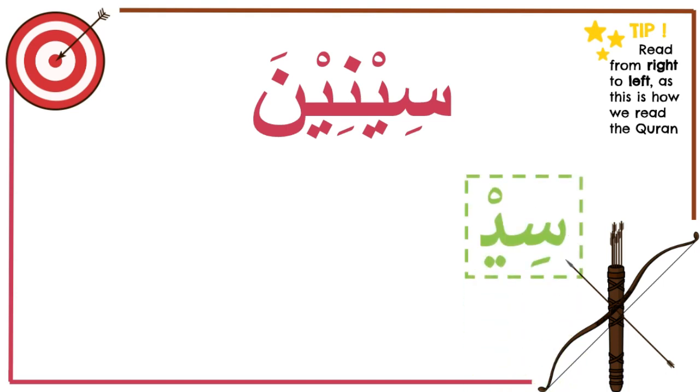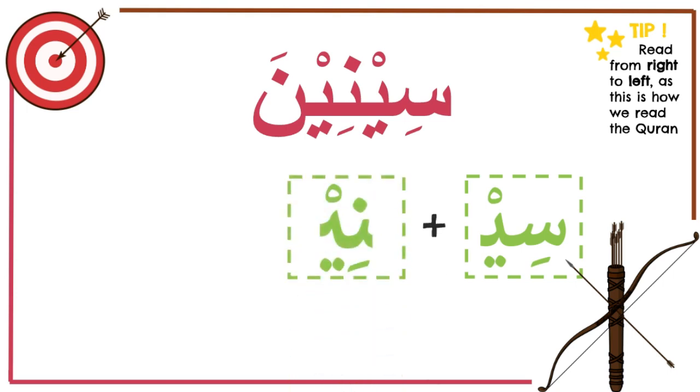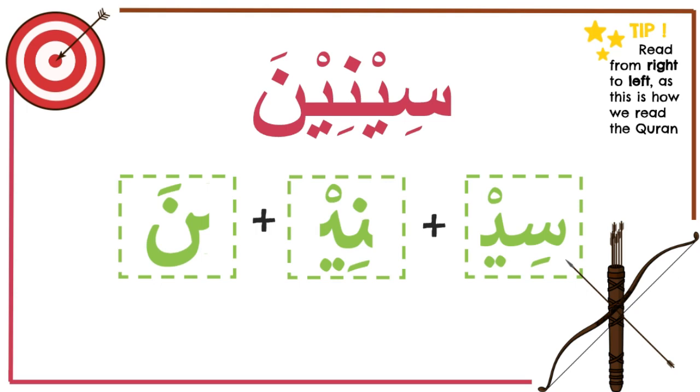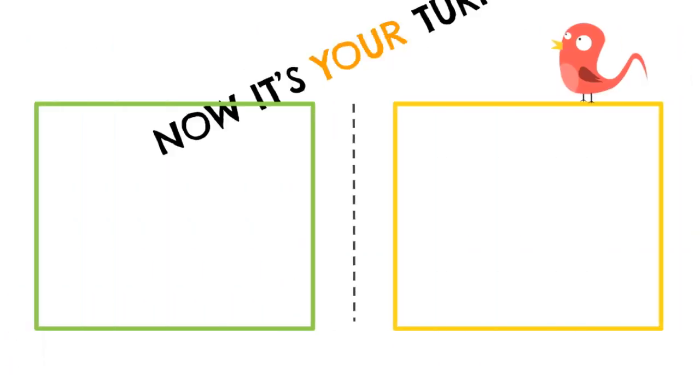So the seen is stretched, and we say s, e, si, and the noon is stretched, so we say n, e, ni, si, ni, n, na, si, ni, na. Let's practice that again. S, e, si, n, e, ni, si, ni, n, na, si, ni, na. Excellent, well done.